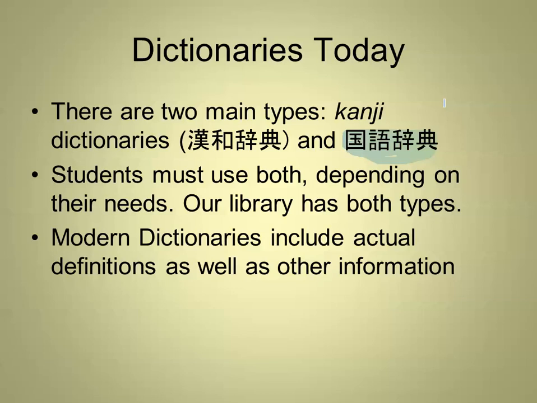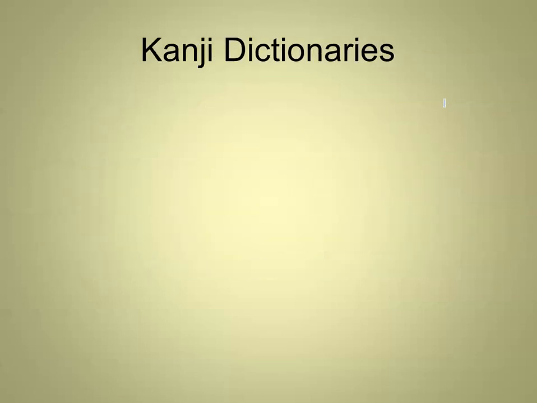Modern dictionaries include definitions as well as other information, and so for the rest of today's lesson I want to focus on what dictionaries you'll find when you go over to the library and what to expect from those entries, in greater detail than what we have looked at so far in Chinese history. I'm going to start with kanji dictionaries.